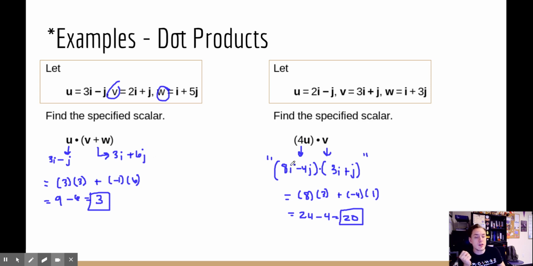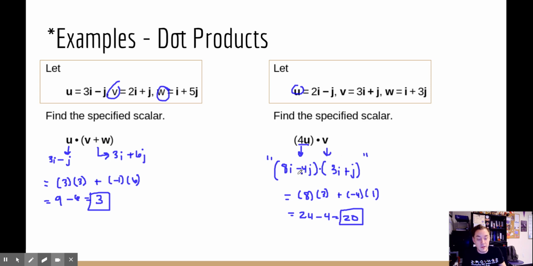Here, when I multiply 4 times u, I get this. Now I'm technically multiplying that via dot product with my vector v, 3i plus j. The reason I put this in quotations is because you're not really doing this. You're not foiling it out, like most of you will probably think. So it's not exactly like this. I would never write it like this. I'm just writing it like that for the sake of time.